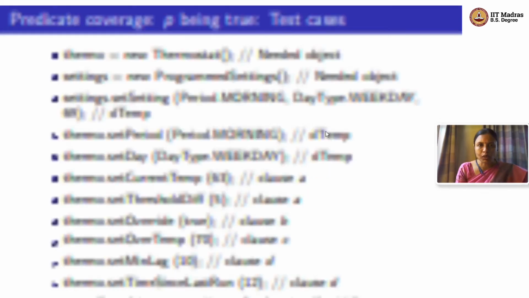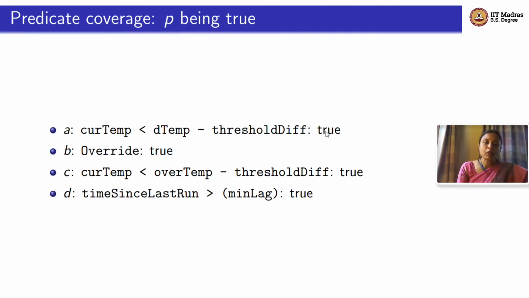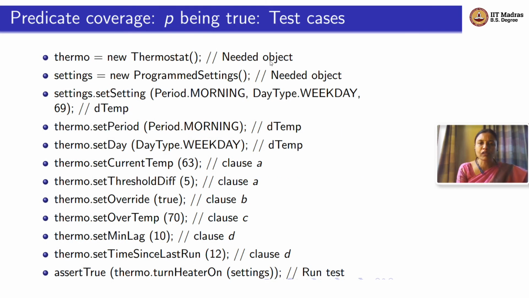Here we've set A to be true. So A was what? Current temperature is less than desired temperature minus threshold difference. So assign values. Current temperature value should be less than this difference. Override should be assigned true. Similarly, for C to be true, the value assigned for current temperature should be less than this and override should be true and so on. So here are some set of values that you can assign.